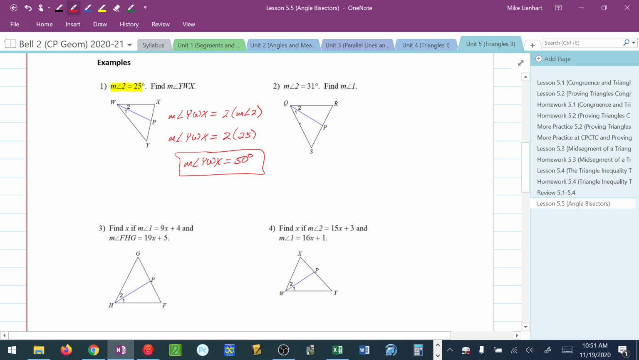Now, if I look at this next one, they give me angle 2 again, but this time they ask me for angle 1. Well, what do I know is true? In the picture, the measure of angle 1 equals the measure of angle 2. I'm going to substitute 31 in, so the measure of angle 1 is equal to 31 degrees. It's all based on what you know and how to interpret that angle bisector rule.